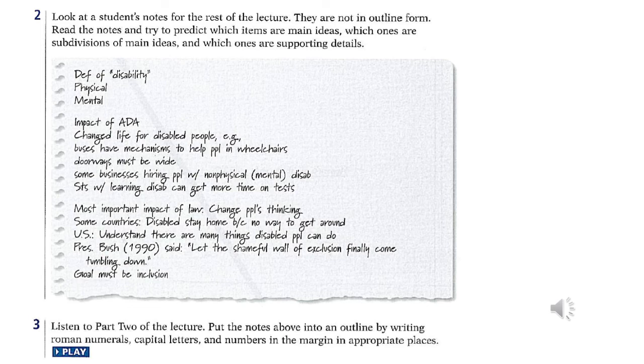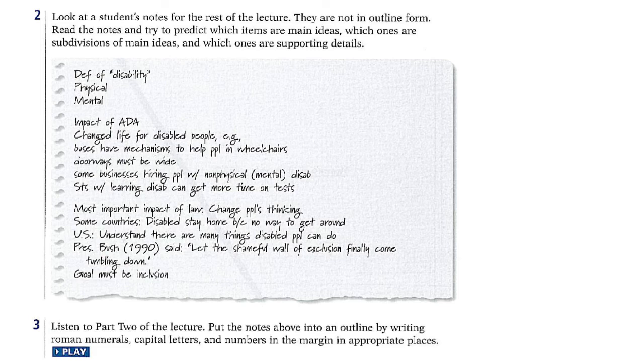Now complete the steps in your book. So let's have a look together. We already saw from the previous activity that the main point of the lesson is the Americans with Disabilities Act of 1990. And the first point was the ADA, when it was passed and who it protected.